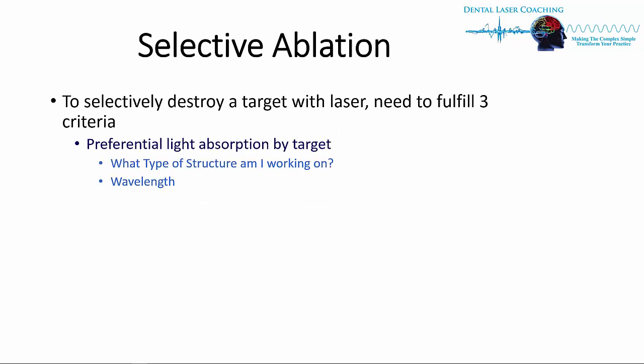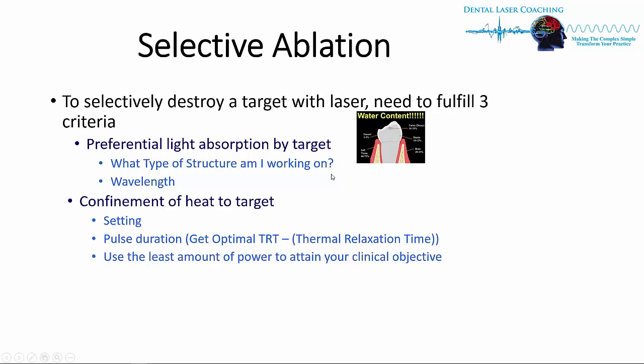First of all, if we want selective ablation, we need to understand the structure you're working on and the wavelength that will optimally cut it. And if you don't have the optimal wavelength, how do you need to adjust accordingly? For example, if you have an erbium, your settings are going to be dramatically different if you're in soft tissue than if you're in enamel, because enamel only consists of 3 to 5% water, whereas soft tissue is 75% water. So we just need to understand what tissue we're in, and then make our adjustments accordingly.